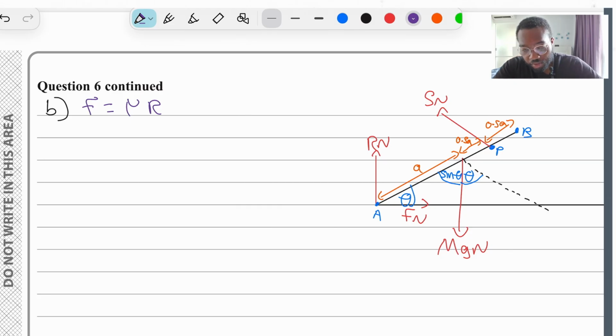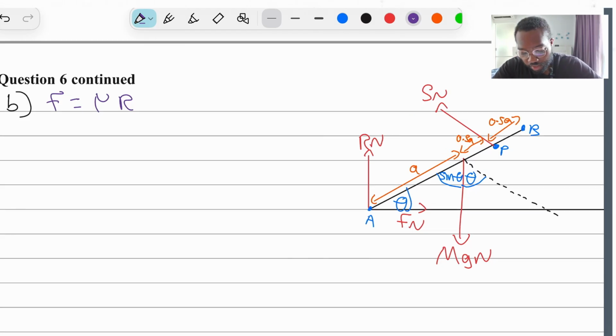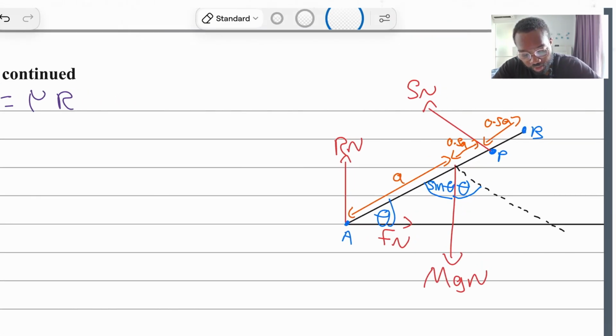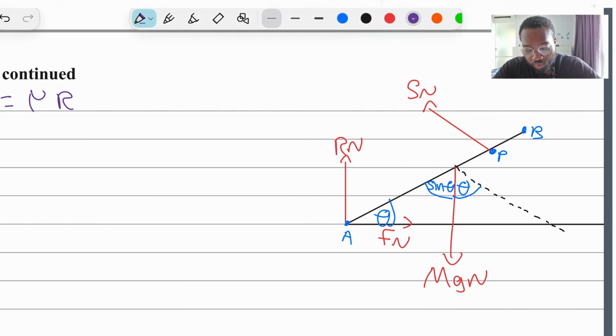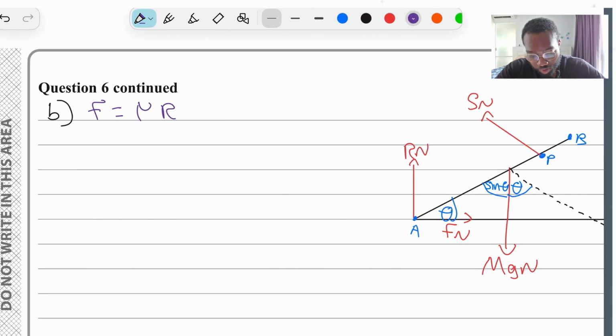Okay, so with the normal reaction here, I'm just going to get rid of all of my lines here because we don't need moments anymore. We are just going to be resolving by forces. So I'm just going to get rid of my line here, just to make it a bit more clear. So now what we need to do is work out our normal reaction and our friction. So let's do normal reaction first.